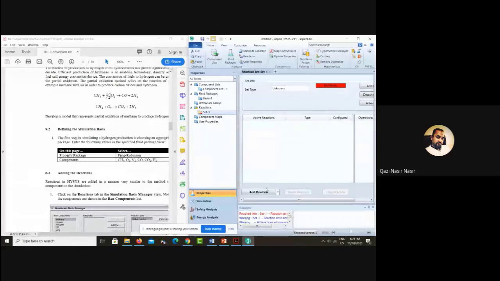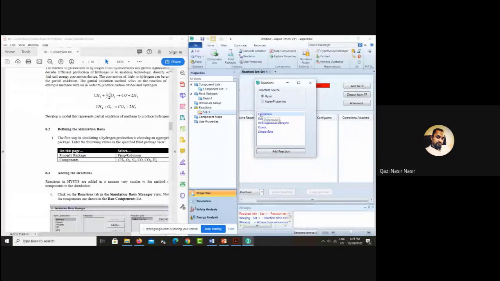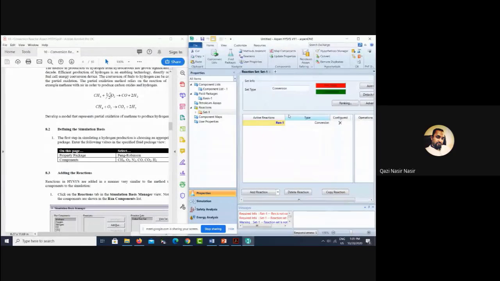If you look at the bottom, you have the option called add reactions. If you click on add reactions, you will get this small window. In this window, you have the option to add conversion reactions, and there are other types of reactions that you also have. However, we are only concerned with the conversion reactions. Click on conversion reaction, and then press add reactions. Nothing happens, but it happened behind. You close this box. You can see behind that you have created an active reaction, the name of which is RXN-1.